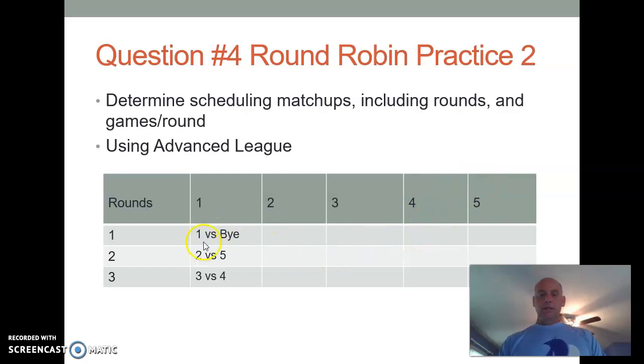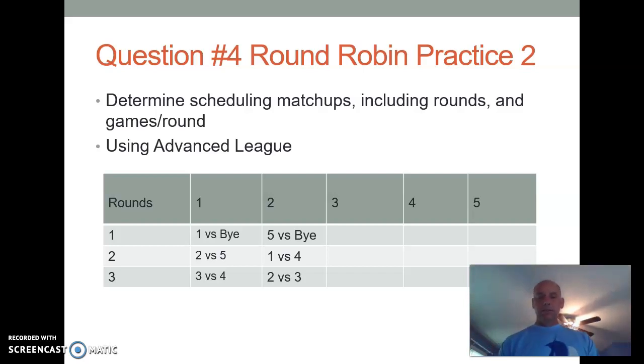So the first day we have 1 versus bye, because we have 5 teams in there, so somebody's going to have a bye. 2 plays 5, 3 plays 4, right? So we have an odd number, so we're going to have a bye.